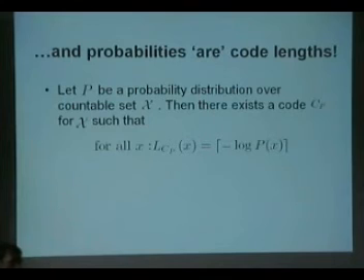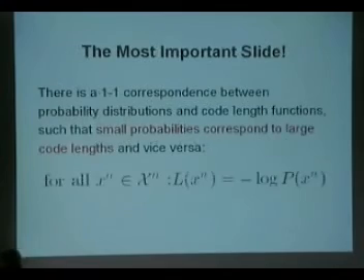Now I will explain this to you in more detail, what's going on here, in a moment, and give you some intuitions about why it's true. First, this. This is the most important thing I'm going to tell you in all 4 lectures. There exists a one-to-one correspondence between probability distributions and code length functions.